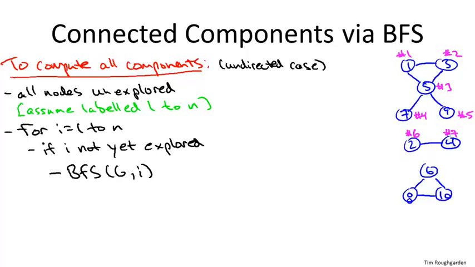Have we seen node 6? No, we have not. So the final invocation of breadth first search begins from node number 6. That's going to be the 8th node overall that we see. And then we're going to see the nodes 8 and 10 in some order.